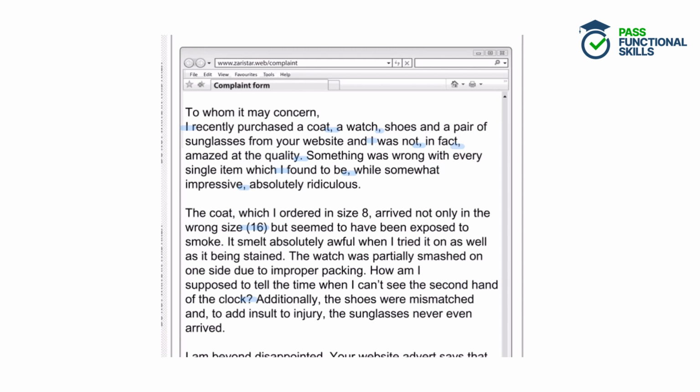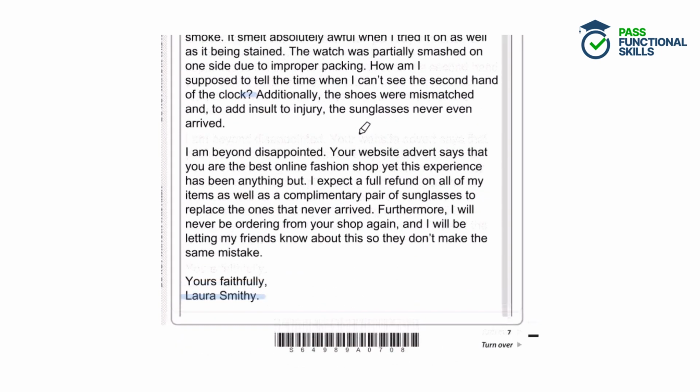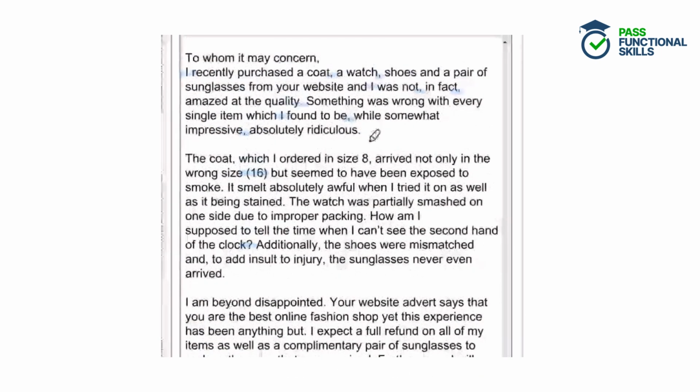When it comes to spelling, this answer uses correct spelling throughout. And we've got some very difficult words that have been spelled correctly. So for example, purchased, we've got sunglasses, quality, somewhat, impressive, and absolutely ridiculous. So we've got some longer, trickier words to spell.